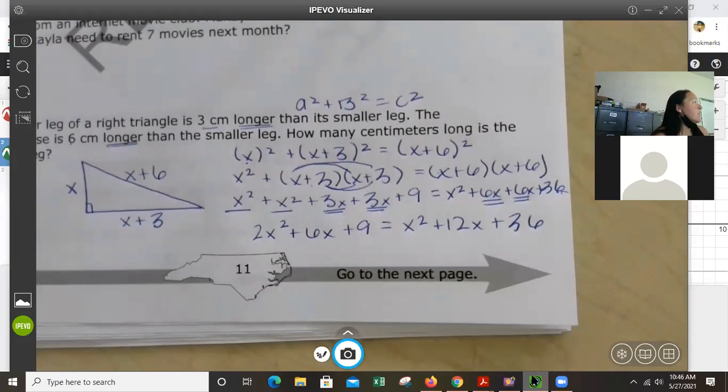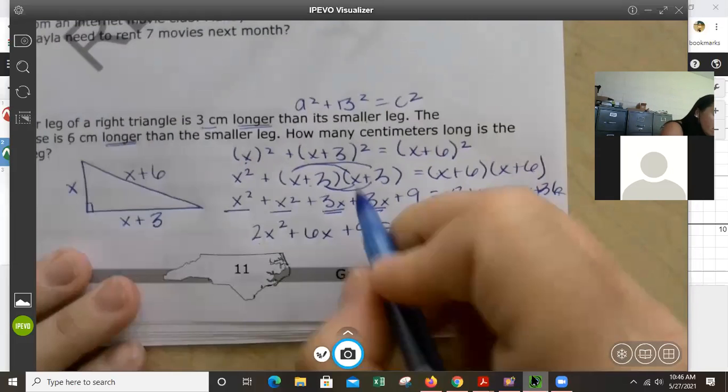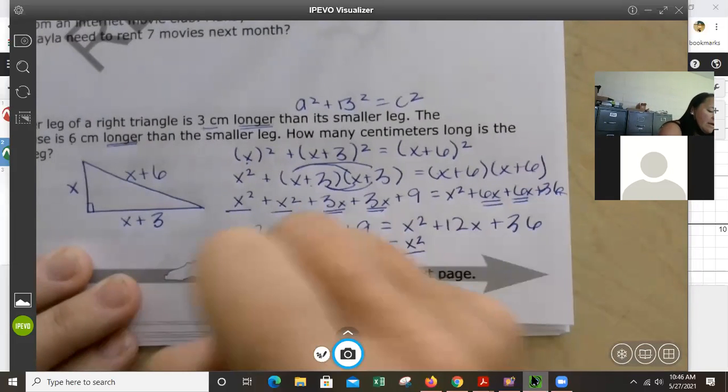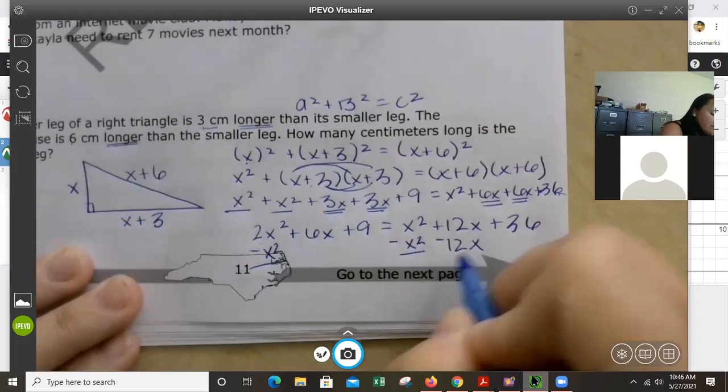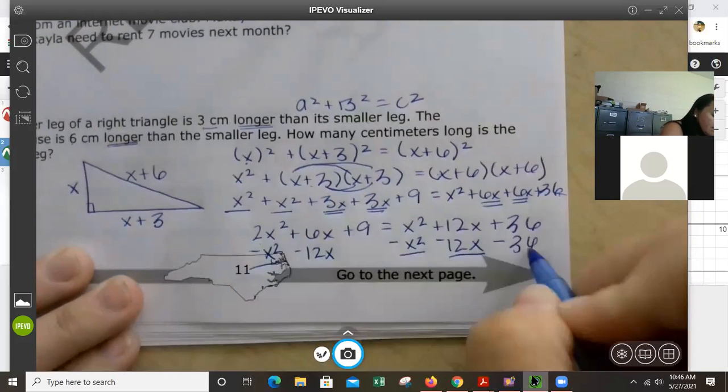I got to get it equal to 0. I'm going to move everything to one side. Anytime I have X squared and X, I'm factoring, move it to the other side. So I'm going to take away an X squared. I'm going to take away 12X. And I'm going to take away 36.